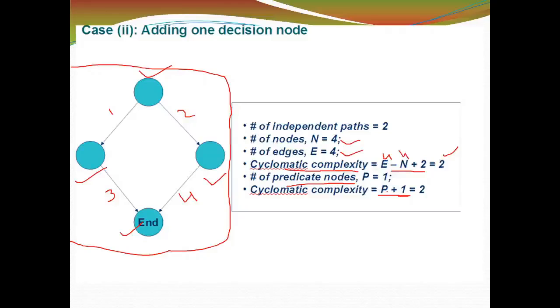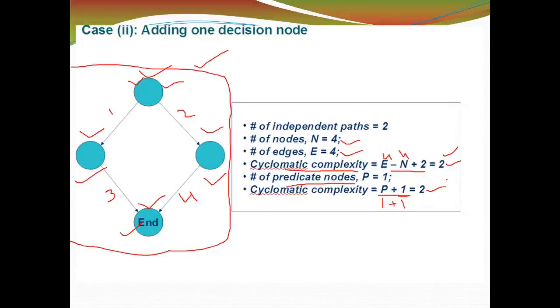Predicate nodes means decision making nodes. In this example we have only one decision making node, this one here. If this condition is true, it is going to execute either the true part or the false part, and then the termination we have shown to one particular node. So we have only one decision making node, and so we consider the predicate node value as 1. So 1 plus 1, 2. The answer of this formula and the other formula should match with each other. Then you can say that these values are correct.